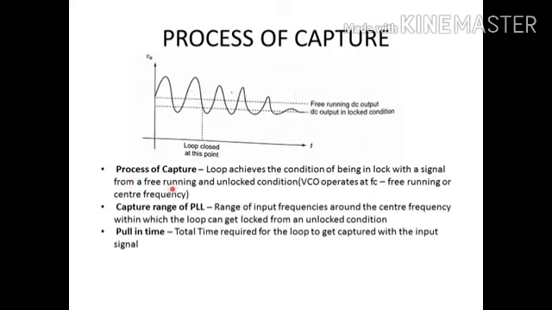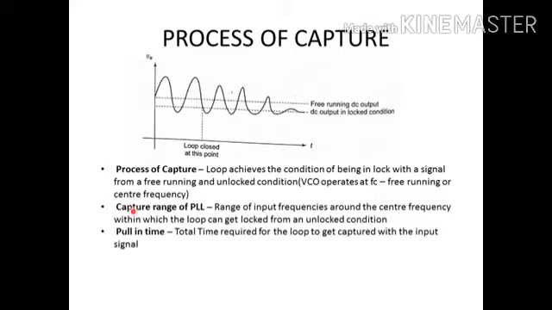In the process of capture, the loop achieves a condition of being in lock with the signal from a free running and unlocked condition. This is called the process of capture. So what is FC? The VCO operates at FC, or sometimes it can also be called F0, which is called the free running or the center frequency.